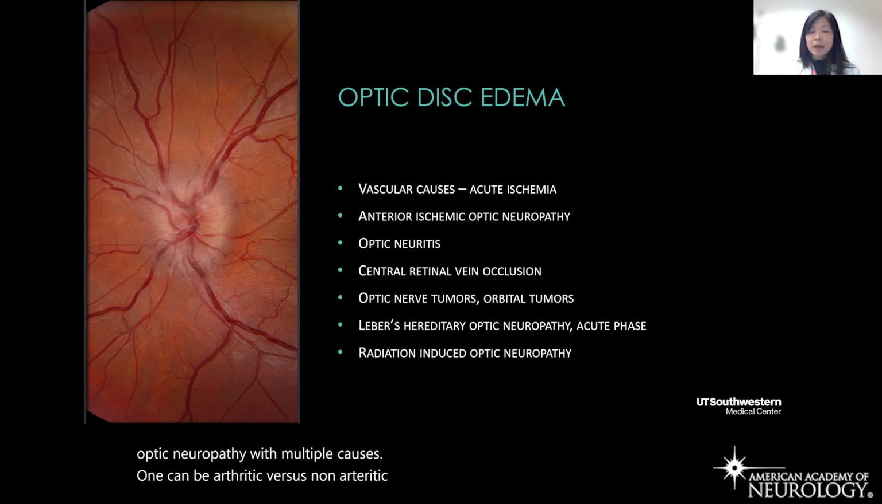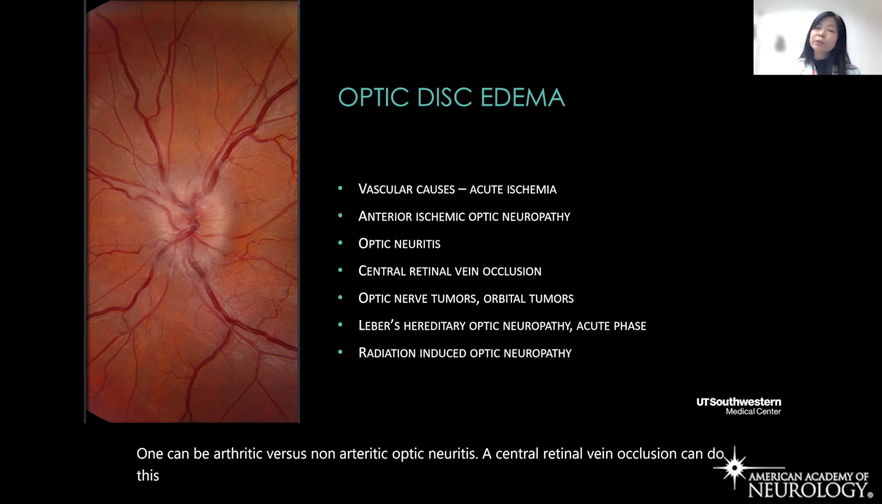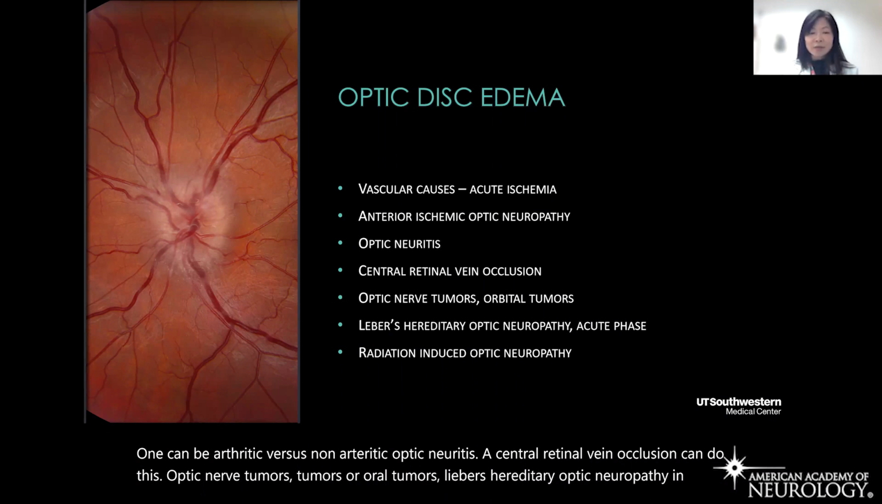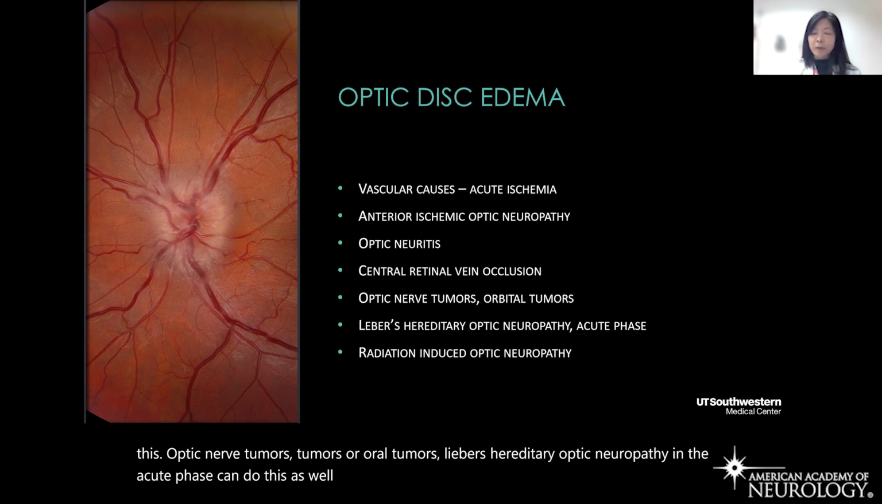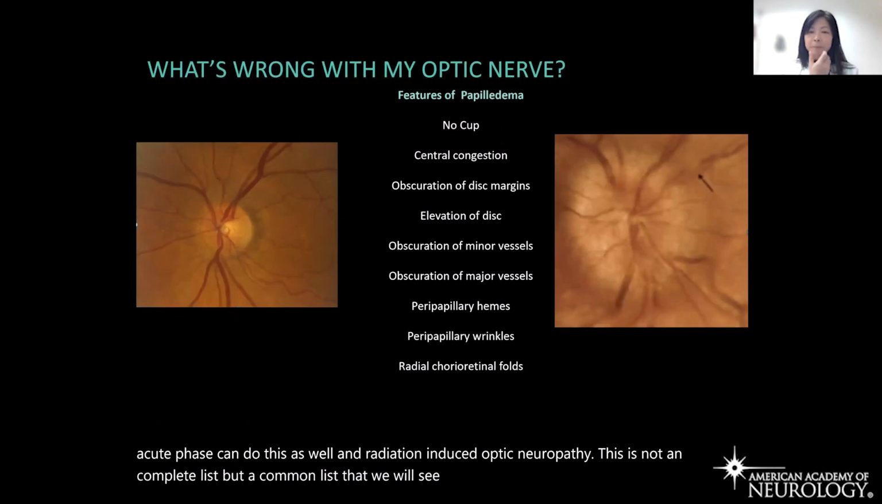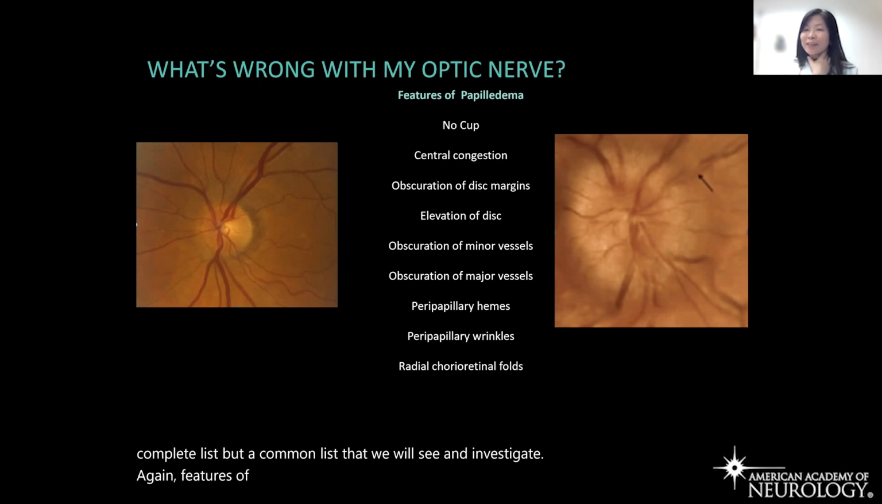Optic neuritis, a central retinal vein occlusion can do this. Optic nerve tumors or orbital tumors. Leber's hereditary optic neuropathy in the acute phase can do this as well. Radiation-induced optic neuropathy. This is not a complete list, but a common list that we will see and investigate. So again, features of optic nerve swelling appear as all the features that we described prior.